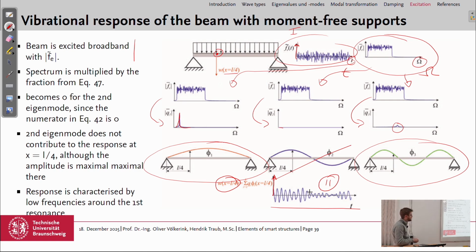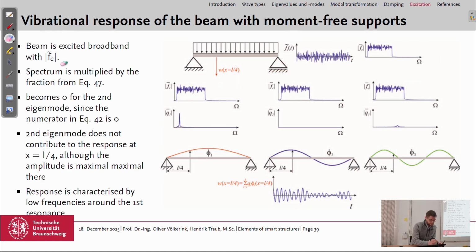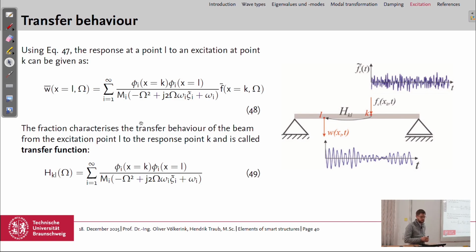And the response is characterized by the low frequency around the first eigenmode because this has the largest share of excitation in the vibration behavior. And with this, we can also describe the transfer behavior. So we could look at a point K here. This is excited by this broadband spectrum. And we want to know how this point L is affected by this external vibration.